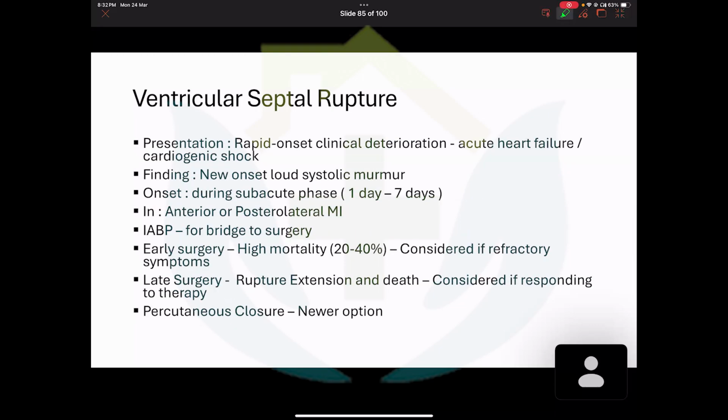As I told, there is a new onset loud systolic murmur. The onset is usually from the second day to the seventh day, that is in the first week. Ventricular septal rupture. IABP for bridge to surgery, followed by CABG. Very high mortality. There are percutaneous closure devices. Interventional cardiology is a very upcoming branch, and they are working very nicely, even in my setup, Apollo Kolkata also.